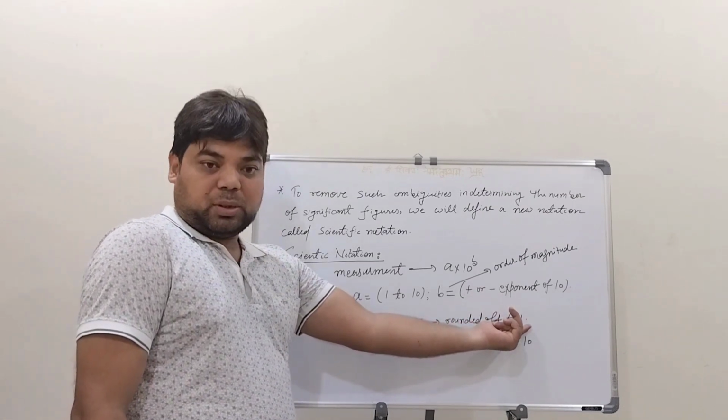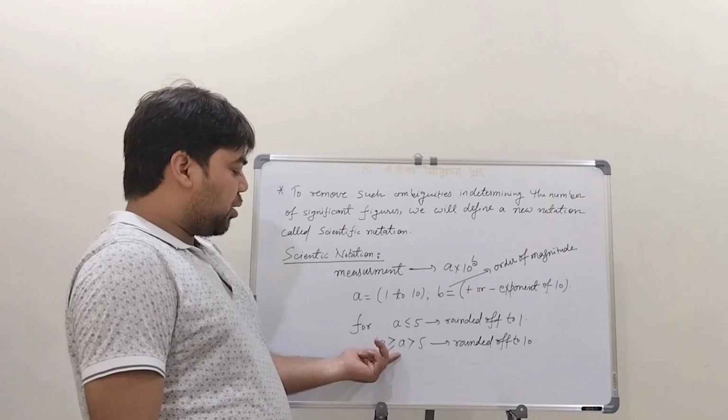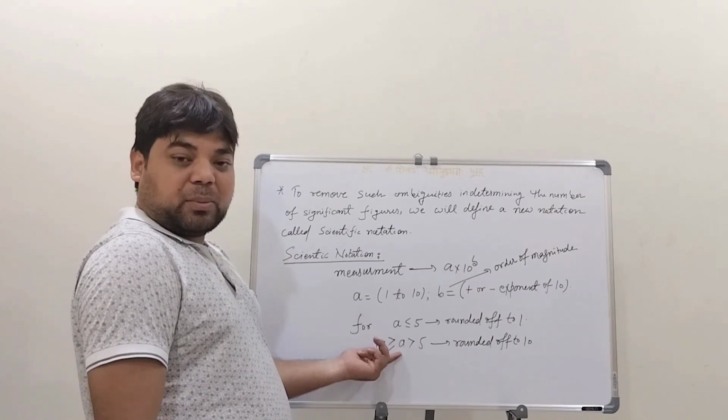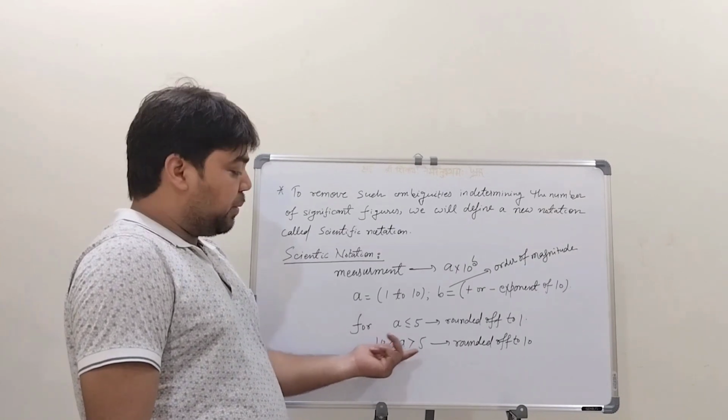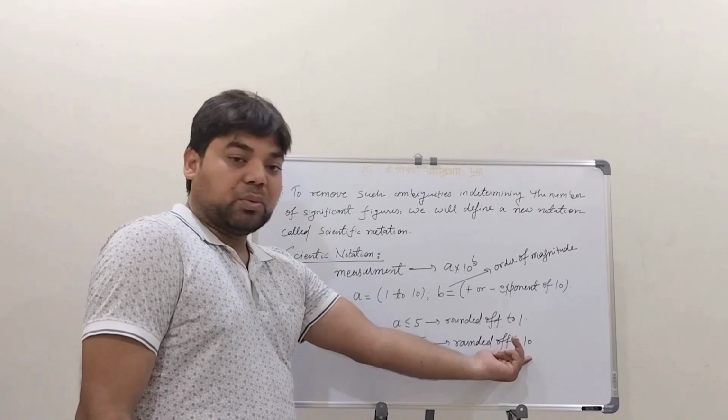Now B is also called the order of magnitude, and for A less than or equal to 5, we will round it off to 1, and for A greater than or equal to 5 and less than or equal to 10, it will be rounded off to 10.